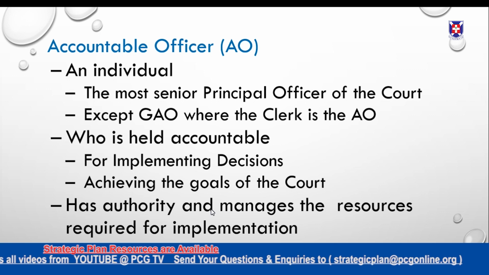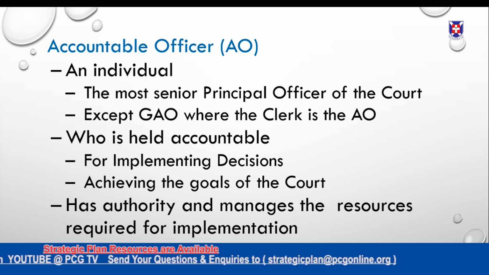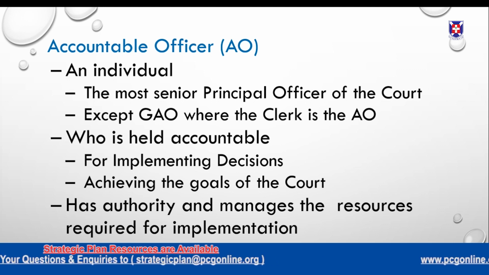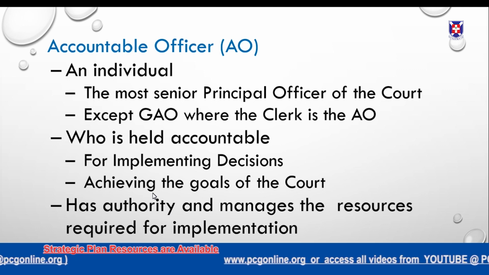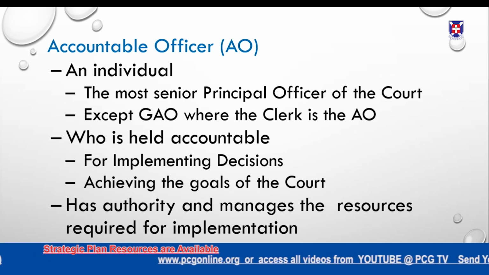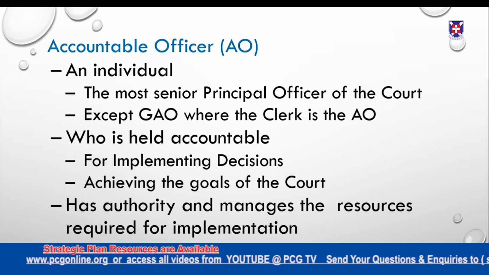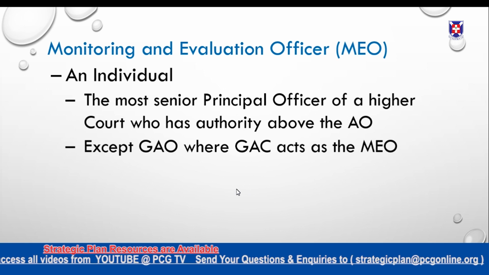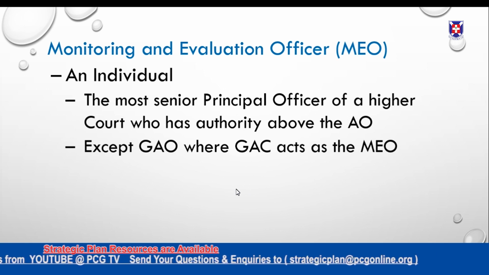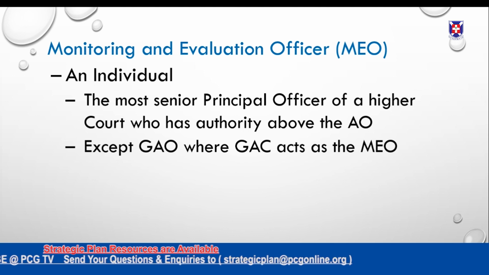And the accountable officer has the authority and manages the resources required for implementation. So you see how these words we've been using come back to us. He has the authority and manages the resources required for implementation. That's why he signs the checks. That's why he chairs meetings. That's why he can hire and fire. That's why he controls the budget and things like that. Now, so you have the accountable officer. He's the one who is supposed to act. He's the one who has been given the work to do.